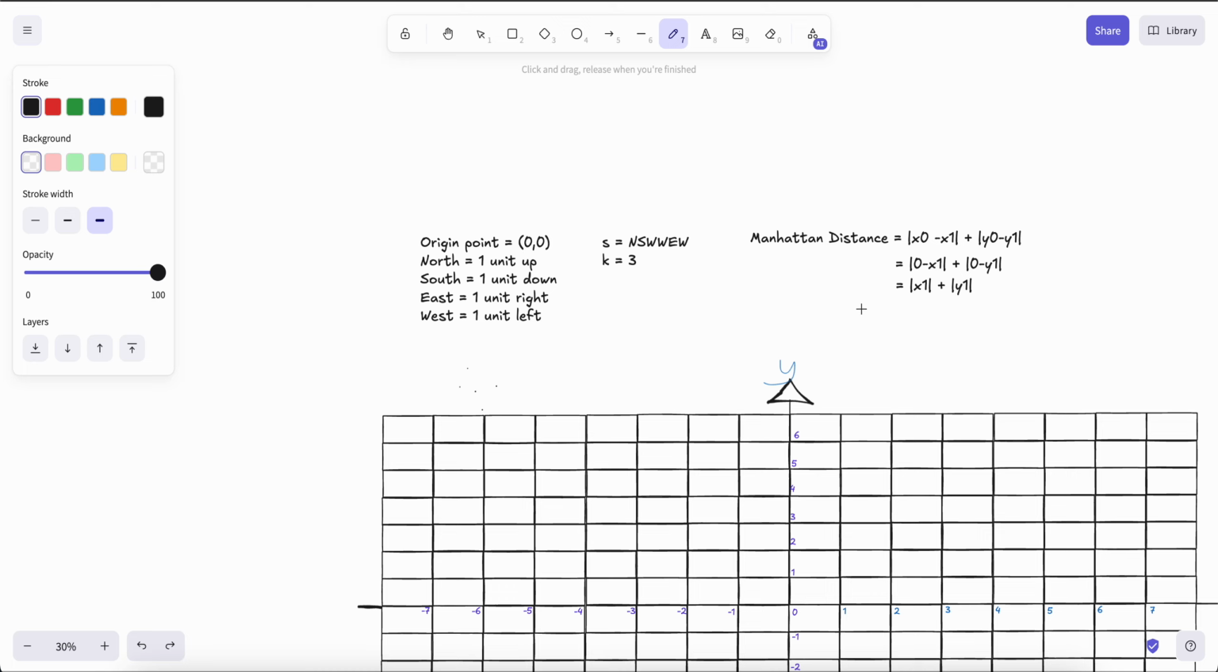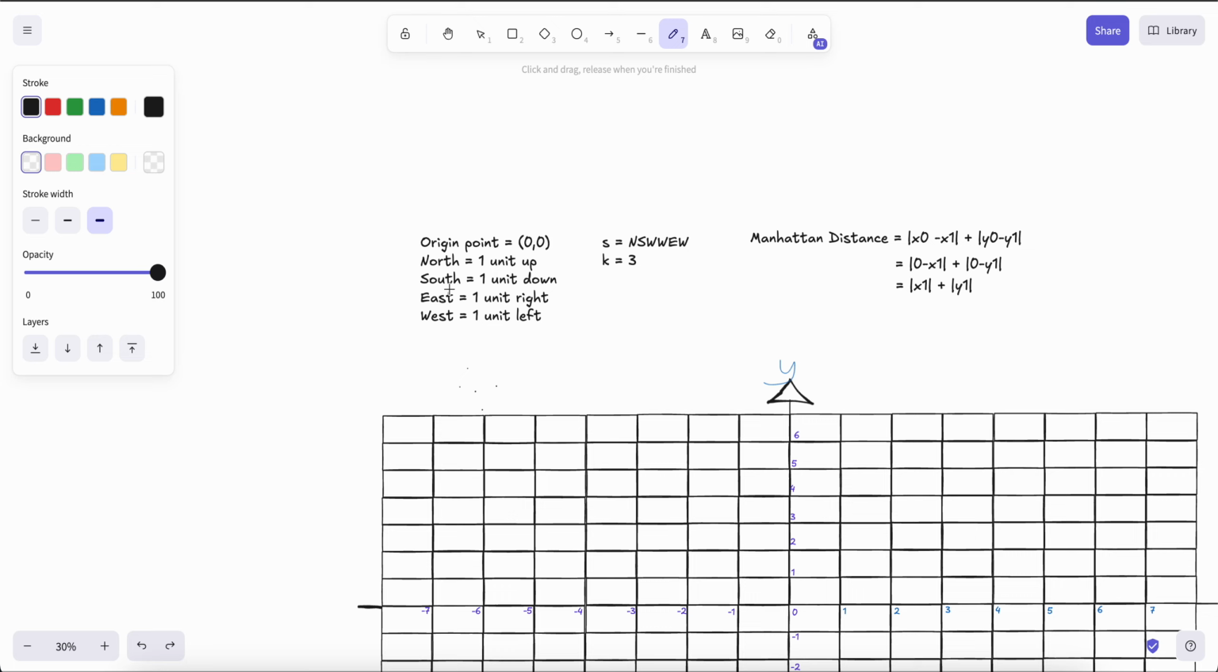The first description of the question is that we are given a string. This string consists of the characters N, S, W, and E. The character N represents north, where we can move one unit up in the Cartesian coordinate, while S represents south, where we move one unit down. E represents east, where we move one unit to the right, and W represents west, where we move one unit to the left. We are also given a variable k with, for example, the value 3.